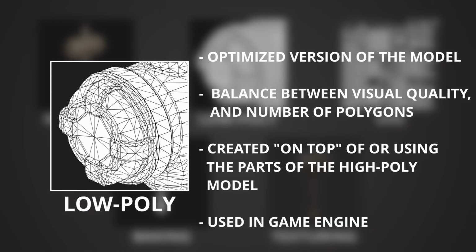The next step is making the low poly model. This is the optimized version that will be used in the game. It is usually made on top of the high poly model in a process called retopology. The focus is on trying to match the silhouette of the high poly model while limiting the amount of polygons. You can usually make this process faster by reusing some of the parts of the high poly model.